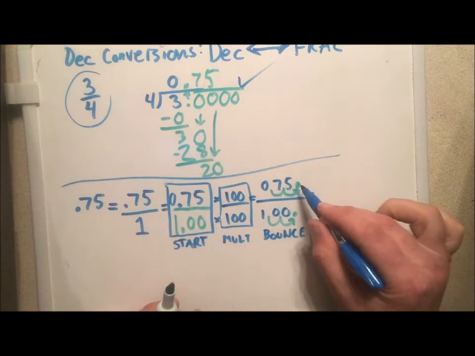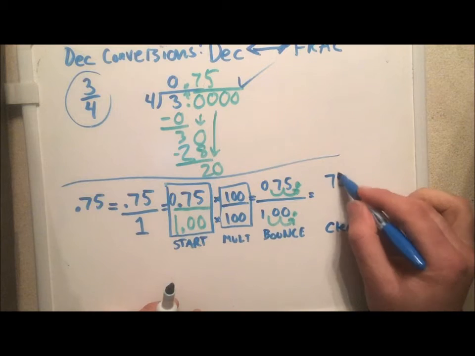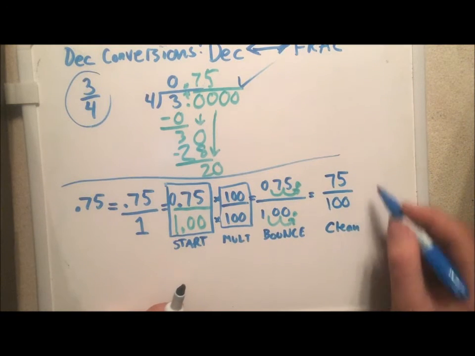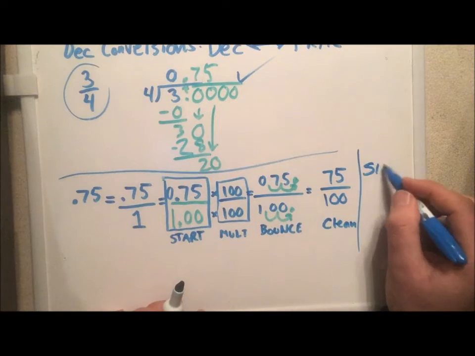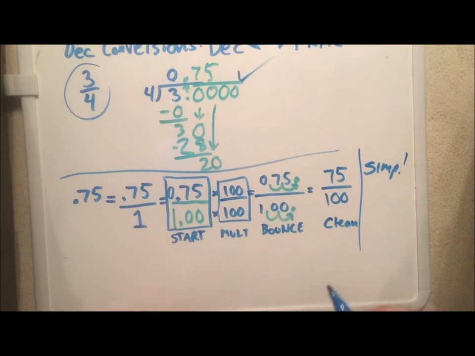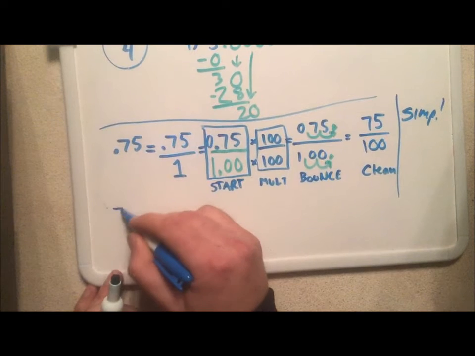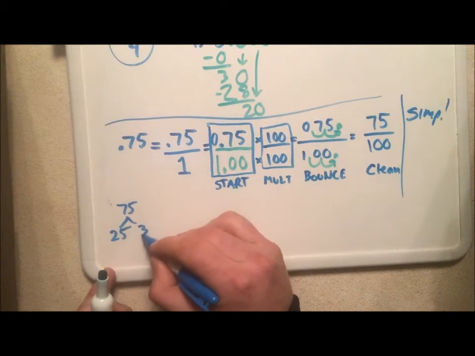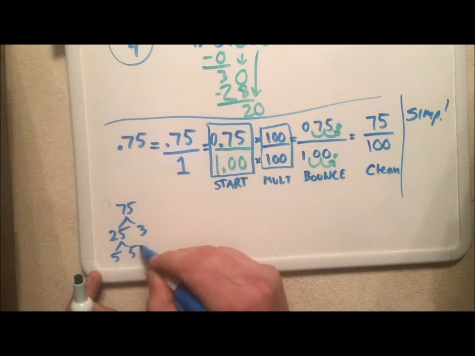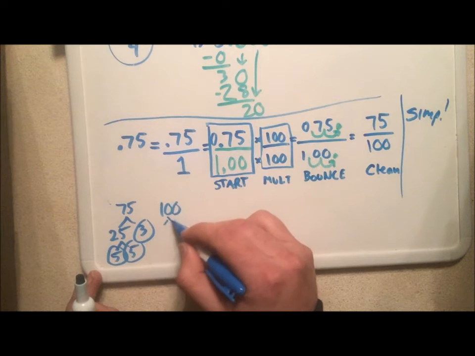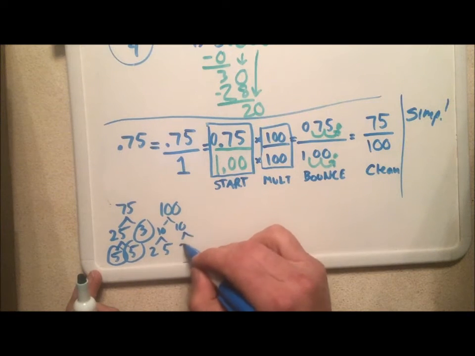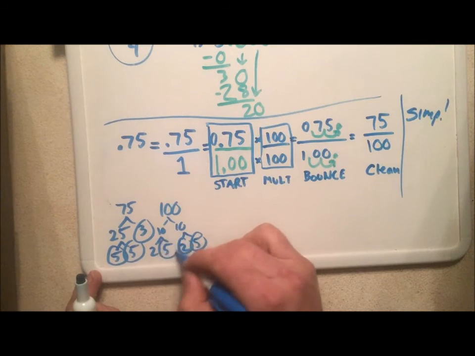So 075 dot is the same as saying 75. 100 dot is the same as saying 100. And now that you're here, you simplify. That's all you've got to do. So coming down here, 75, if you do a factor tree, that's 25 times 3. That's 5 times 5. There are our factors. Circle your prime numbers. 100 is 10 times 10. Sorry that it's so small. 2 times 5, 2 times 5.